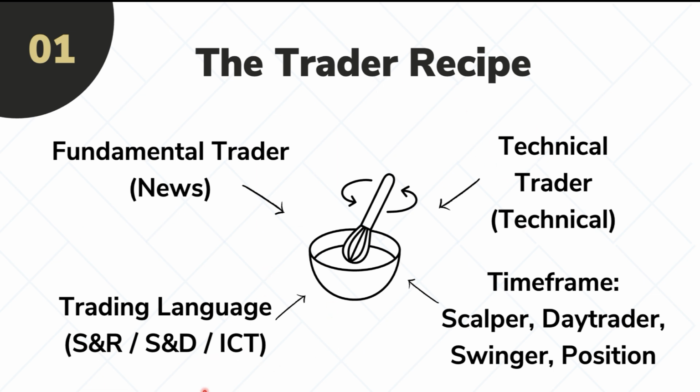Then you need to choose a trading language. And the most common trading languages are support and resistance, supply and demand, ICT. We're going to talk about it later. And also, you need to determine your time frame. Are you a scalper? Are you a day trader? Are you a swing trader? Or are you a position trader? And when you put those four together in your trader recipe, you will get a nice trader type.